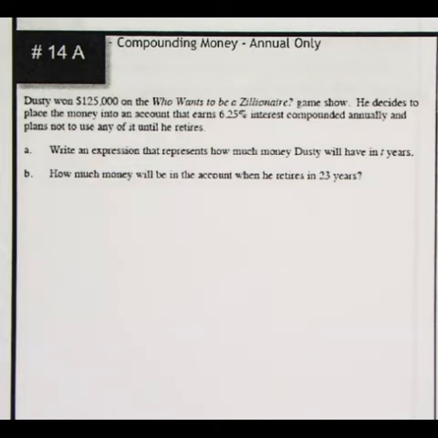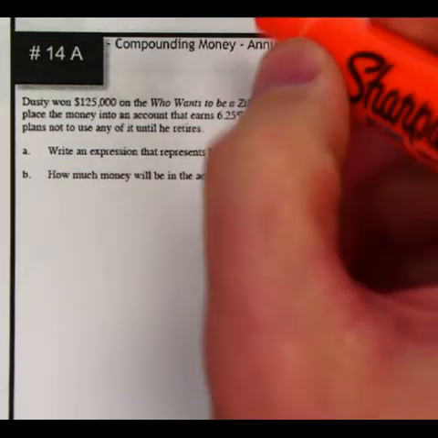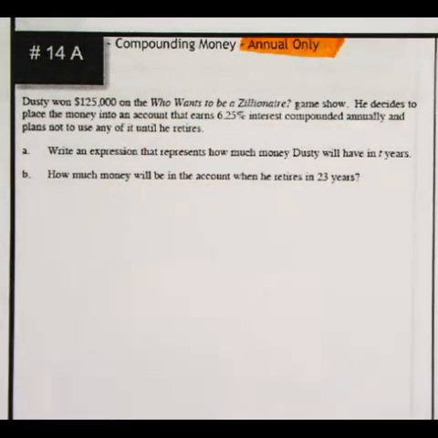Let's take a look at target 14, compounding money, annual only. You guys, the key to this question is that this is annual only. You're going to notice that when we do target 14B, it's compounding monthly or quarterly over time. That is different than annual only. Therefore, we'll use a different strategy in the next video.